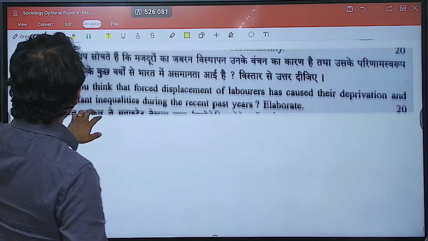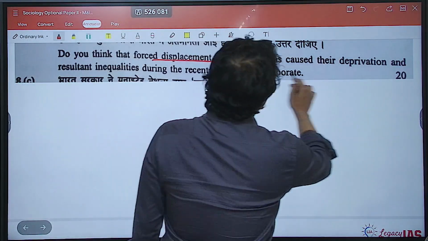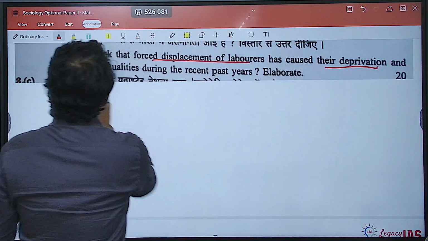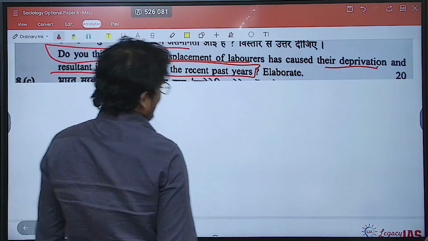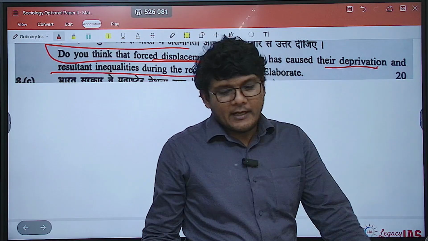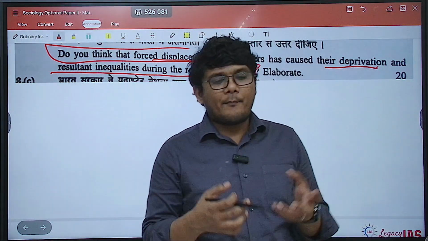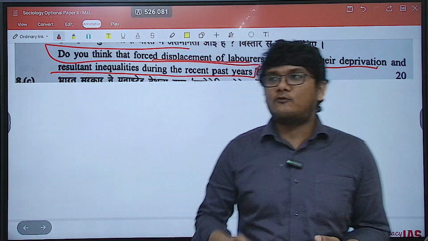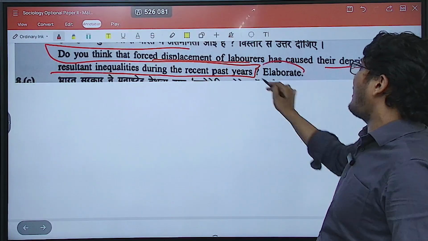Let's move ahead. Next: do you think that forced displacement of laborers has caused their deprivation and resultant inequalities in the recent past? See, the questions are very direct. Do you think so? In most cases the answer is yes, that has happened, but the answer is not very objective. You have to explain, illustrate, and give examples of why that is the case. So you are asked to elaborate here.